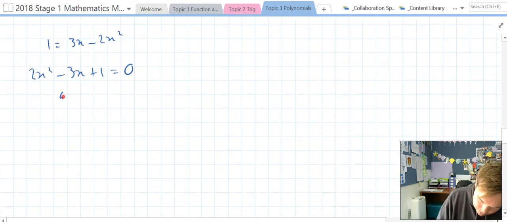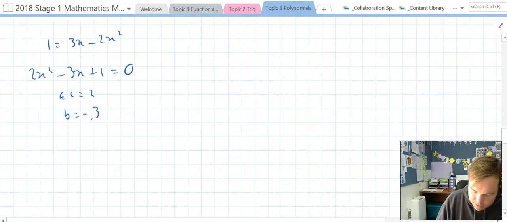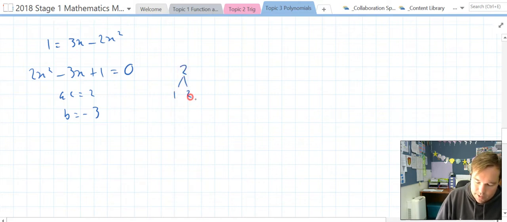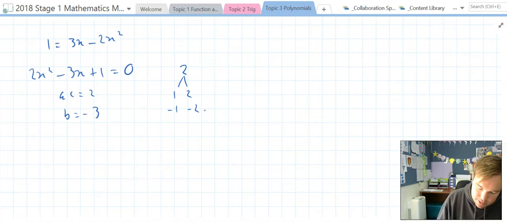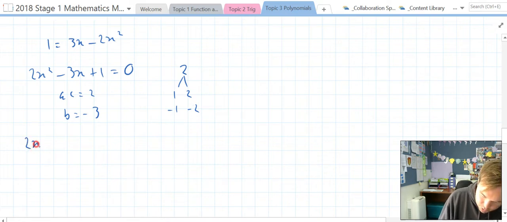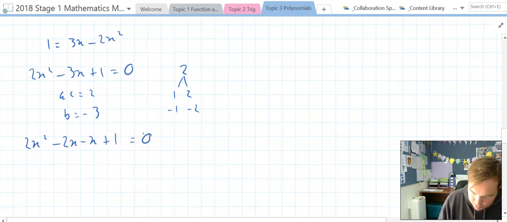Now we're looking for a, c, and b. AC is 2, b is minus 3. So what multiplies to 2 and adds to minus 3? Well, if you think about things that multiply to 2, you're probably thinking 1, 2, and that's it. But remember, you've also got the minus 1 and minus 2 option, because minus 1 and minus 2 do multiply to positive 2. Alright, so then we split this minus 3 into minus 1 and minus 2. So 2x squared minus 2x minus x plus 1 equals 0.